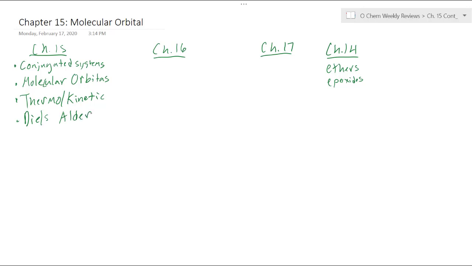Chapter 16 covers aromaticity, so all the rules on what it means for a molecule to be aromatic, and this includes aromatic, non-aromatic, and anti-aromatic. So you will have to distinguish between these three when given a set of molecules. You have to identify if it's aromatic, non-aromatic, or anti-aromatic based on the 4 different rules of aromaticity. But we will talk about that more in detail next week.